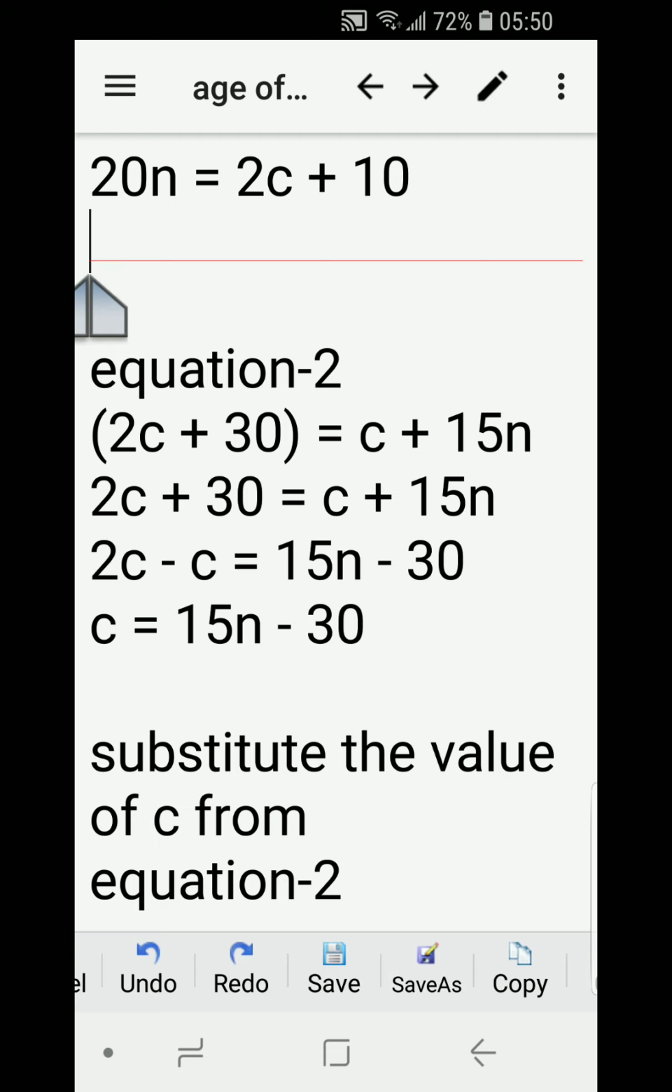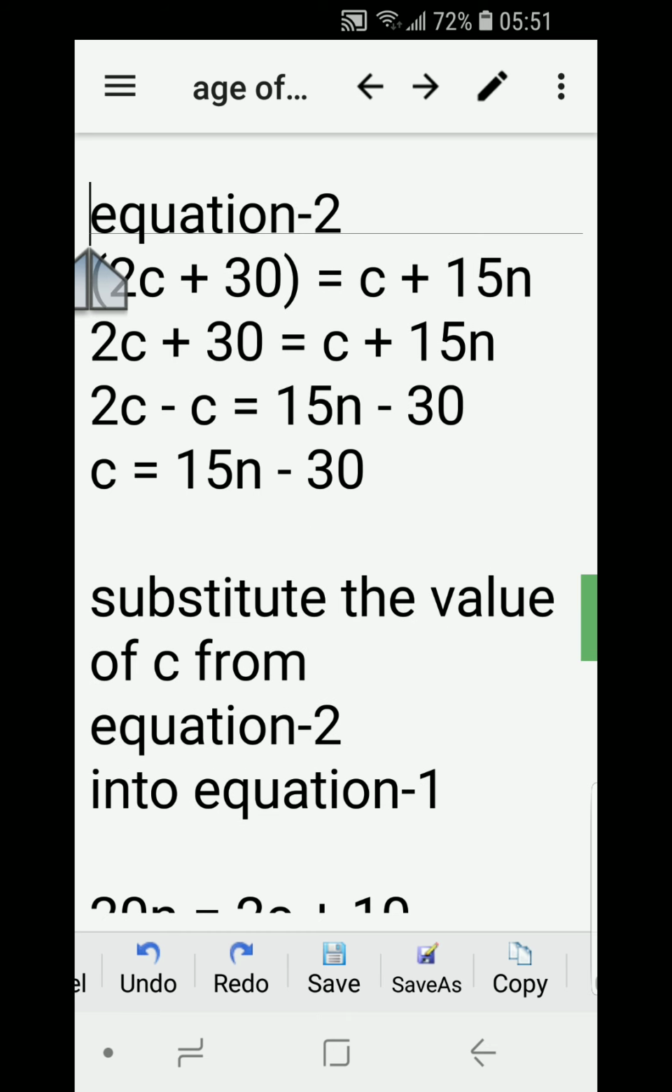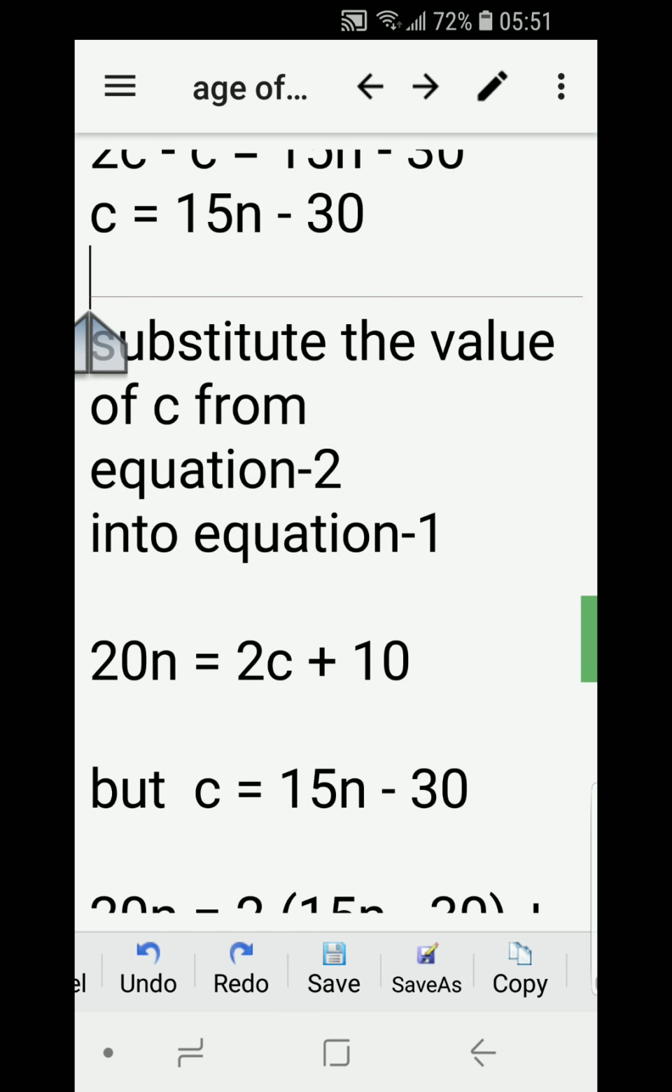Okay, and so we simplify. 2c plus 30 equals c plus 15n. c is equal to 15n minus 30. Now that we have two equations and two unknowns, we can substitute the value of c from equation 2 into equation 1.